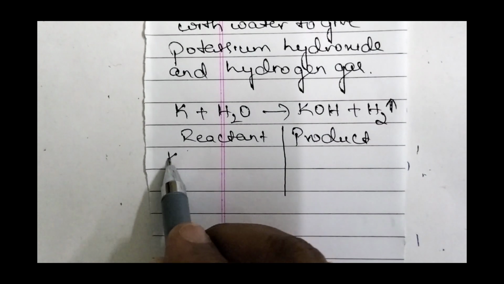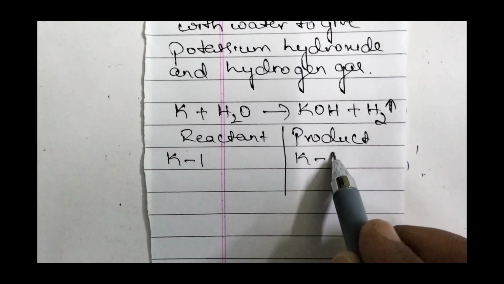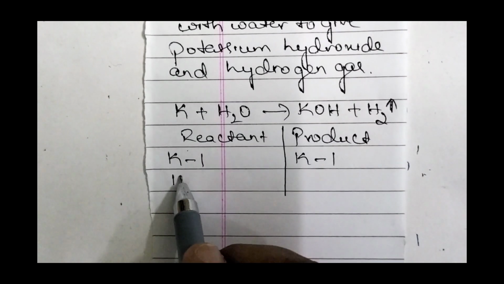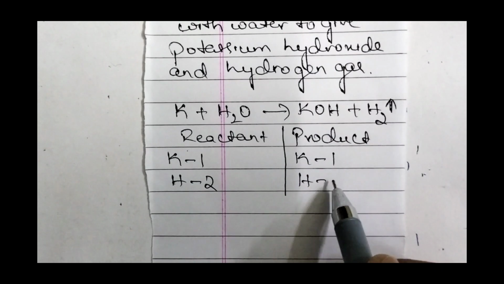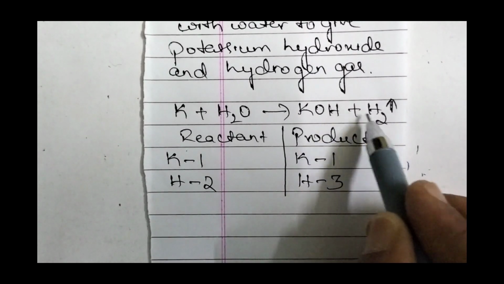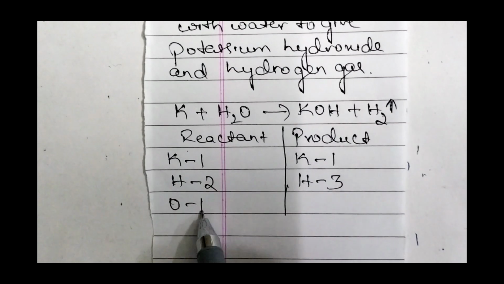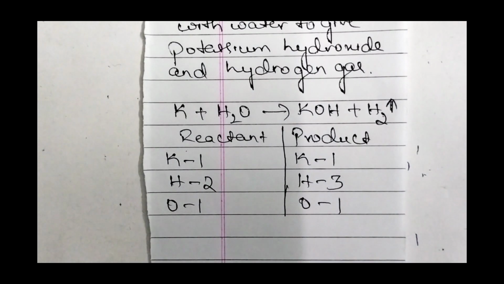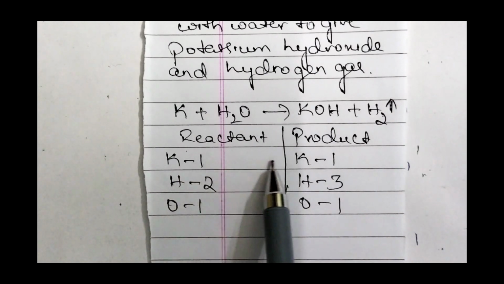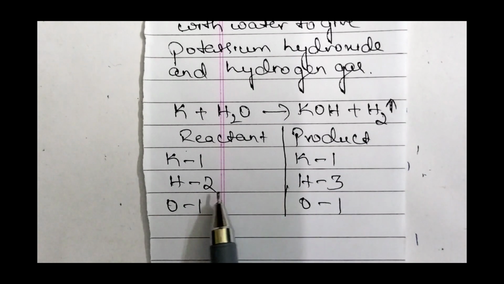So reactant side potassium 1, here also potassium 1. Then hydrogen 2, here 1 is there, here 2 is there, total 3. Then oxygen 1, this side oxygen 1. So now you observe here potassium is balanced, oxygen is also balanced, but hydrogen is not balanced.